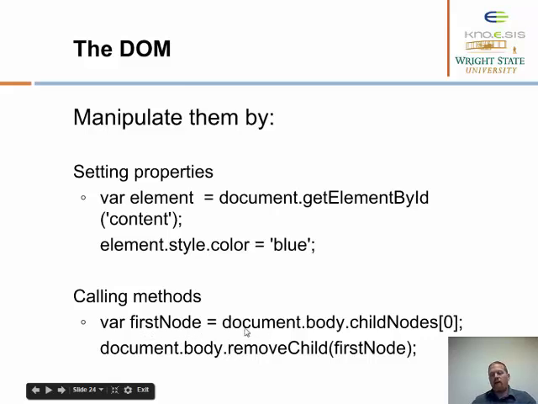The other things we can do, we can remove elements. So here we're calling the document body, and we're asking it for its child nodes, and then we're asking it for only its first child node, and then we're telling the document body to remove that first node. And that will remove the element and then shift all the elements upwards.